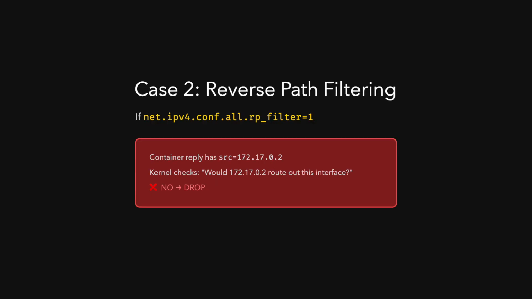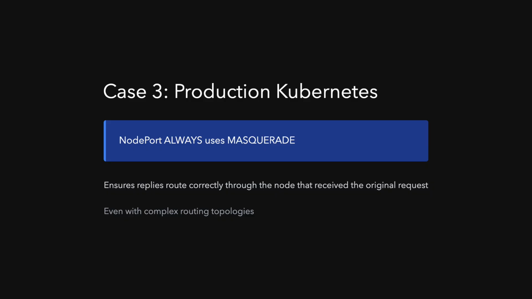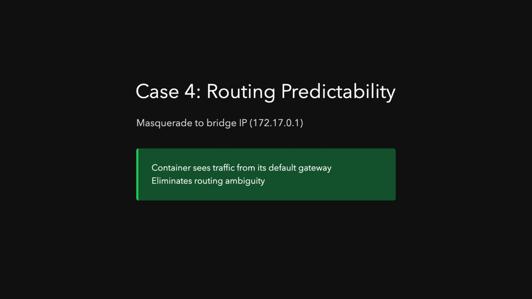Next one is reverse path filtering. If RP filter is enabled, the kernel drops packets where the source IP wouldn't route back out the same interface. Next is production multi-node scenarios. Kubernetes NodePort always uses masquerade to ensure replies route correctly through the node that received the original request, even with complex routing topologies. And the last one is routing predictability. By masquerading to the local bridge IP, we guarantee the container sees traffic from its default gateway.